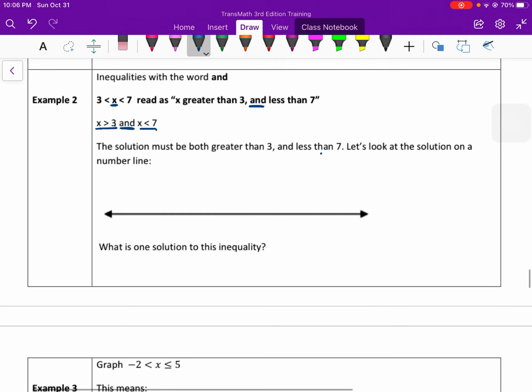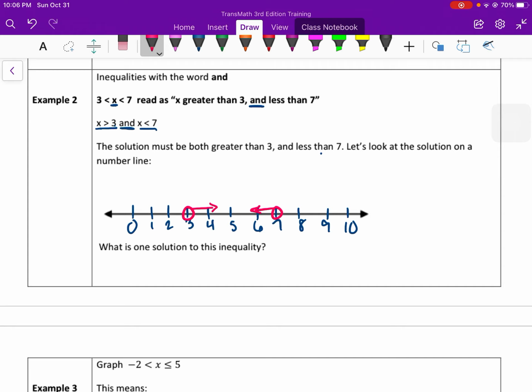It's going to look like this on the number line. So I need to go from 3 to 7, so I'm just going to start at 0: 1, 2, 3. These are both less than symbols, so no equal to. So I'm going to have an open circle at 3 and an open circle at 7. And then it has to be greater than 3, so to the right of 3, and less than 7, so to the left of 7.